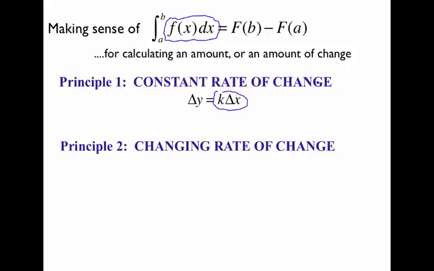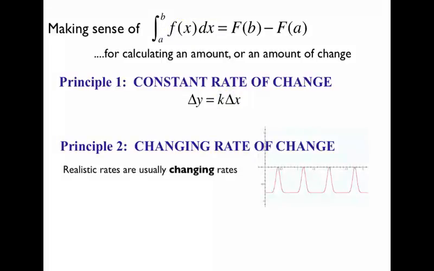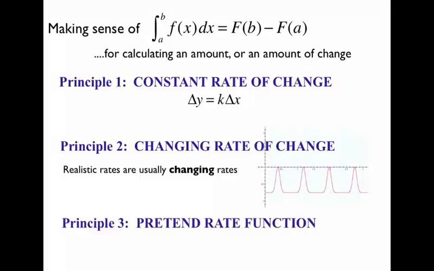So this is for relatively large changes in x. And then when they get really small, we think of every single rate as a really small constant rate. And then we have a very small change in x. Okay? Principle number two, changing rate of change. Lots of times, a rate of change is a changing rate.